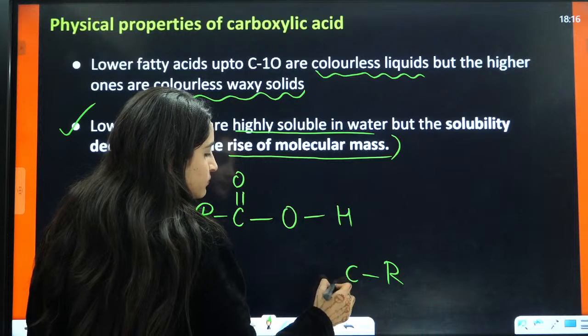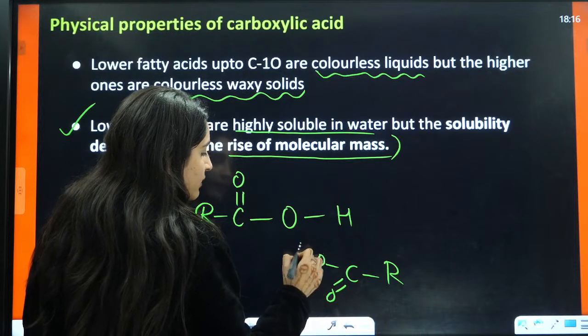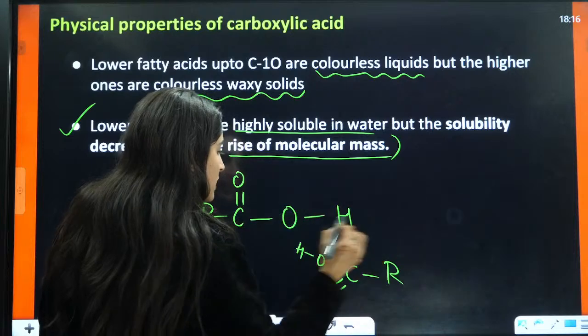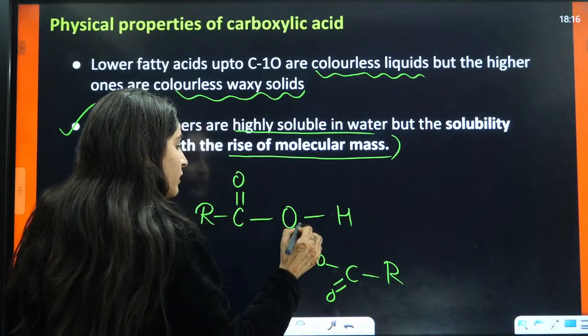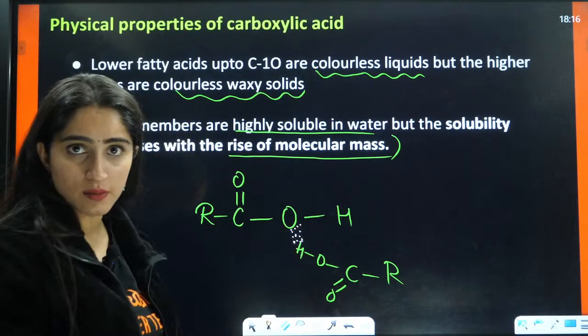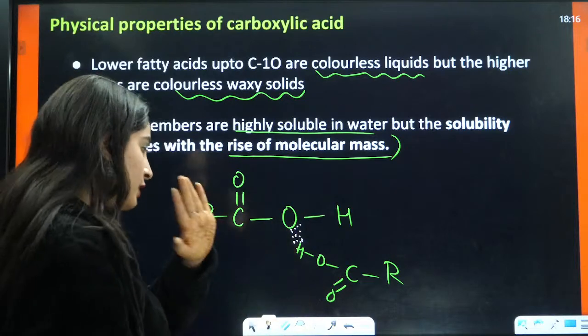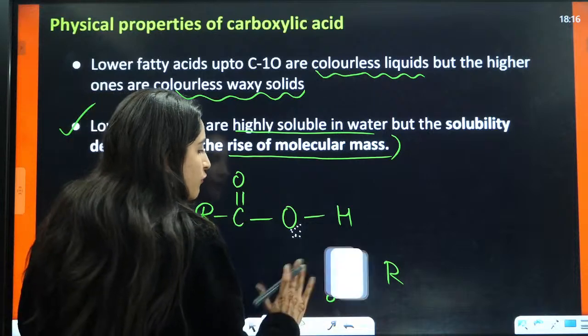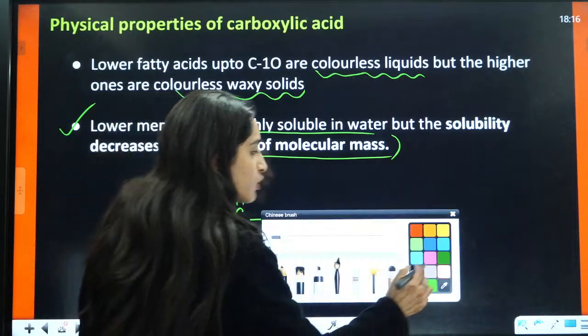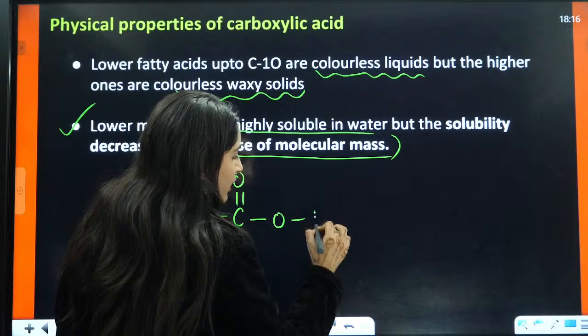C double bond O, and this is H. Here you can see there will be hydrogen bonding between the molecules, right? That is why the boiling point is higher; I'll talk about the boiling point also. Firstly, let us see solubility, for which we need to see the hydrogen bonding with water.